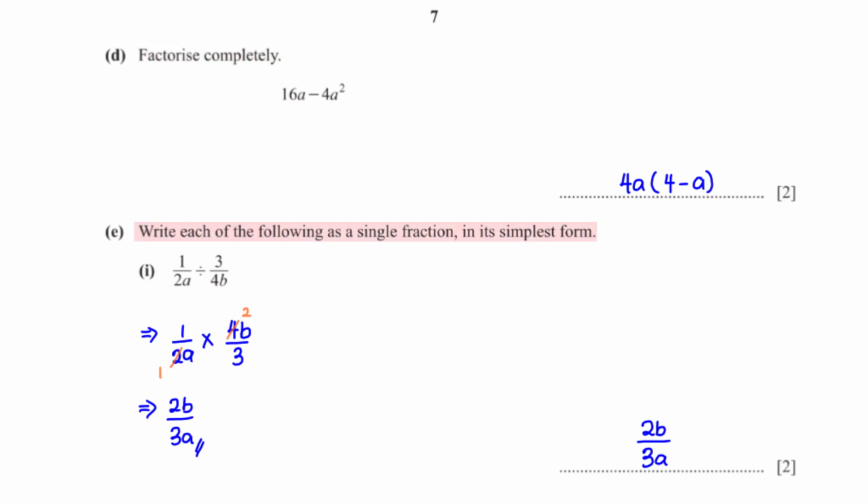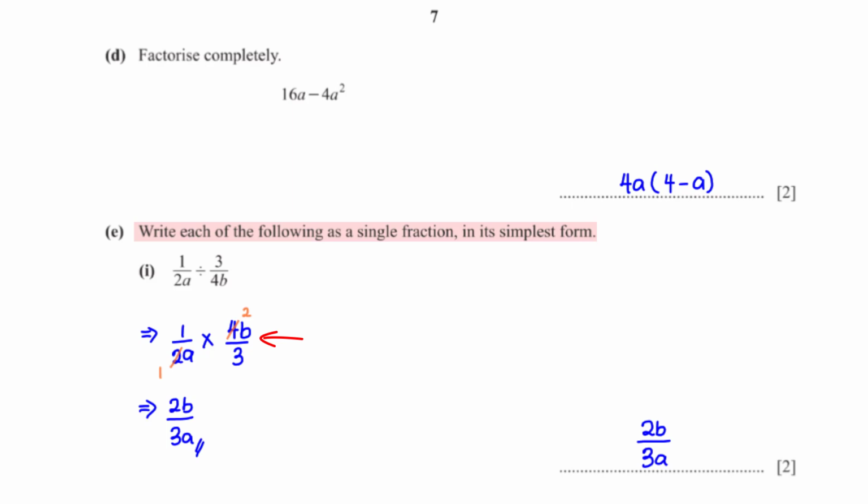Write each of the following as a single fraction in its simplest form. 1 over 2a divided by 3 over 4b. In the first step, we bring 1 over 2a, then we replace the division with multiplication, and then bring in the reciprocal of 3 over 4b, which is 4b over 3.